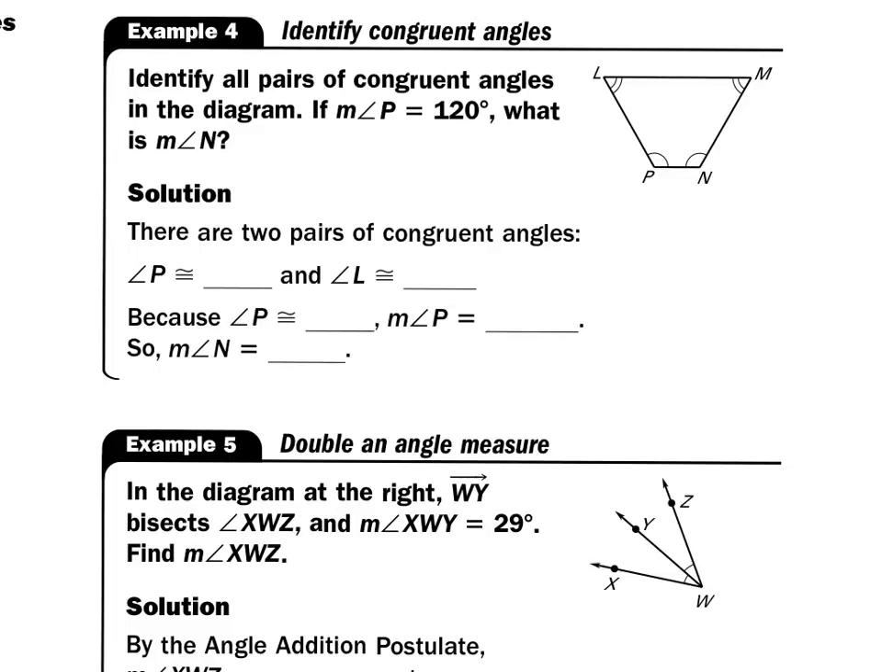Example 4. Identify congruent angles. Identify all pairs of congruent angles in the diagram. Alright, these little arcs here mean that any other angle with one arc is the same. So angle P equals angle N. We say they're congruent because they're the same size, same shape. Angle L equals angle L because they both have two arcs.